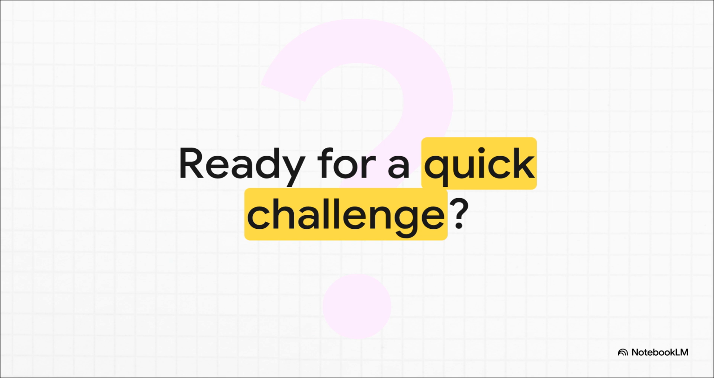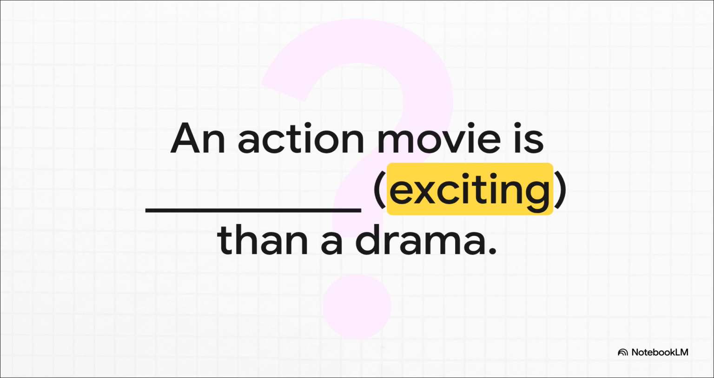Okay, you've seen the main rules now. I think you're totally ready for a quick little challenge, a pop quiz, if you will. Let's see how you do. All right, you ready? Fill in the blank here. An action movie is blank, then a drama. The word is exciting. So exciting is a longer word, and we're only comparing 2 things, an action movie and a drama, which means the answer is more exciting.